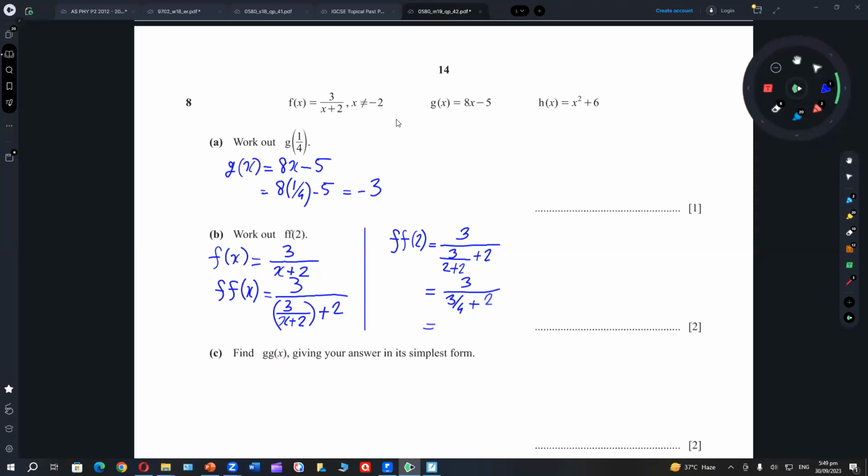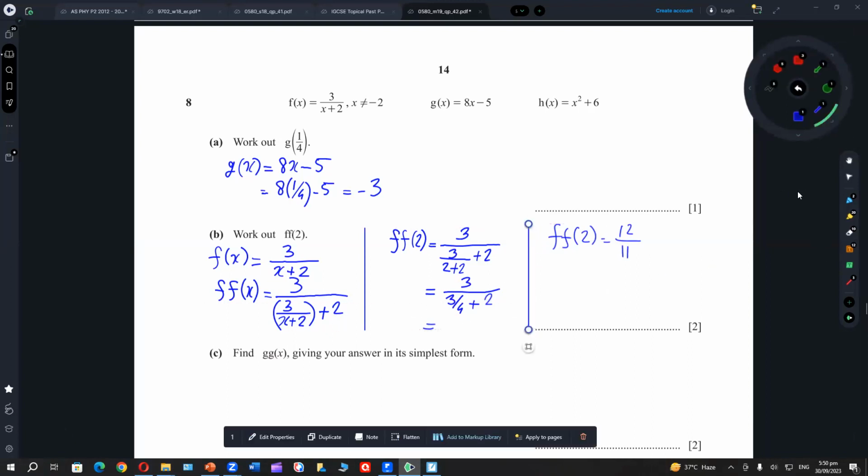Now, can you help me to find this? All right, one second. It will be 12 over 11. You can check the answer.